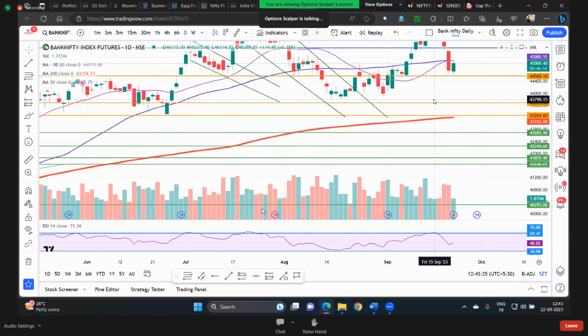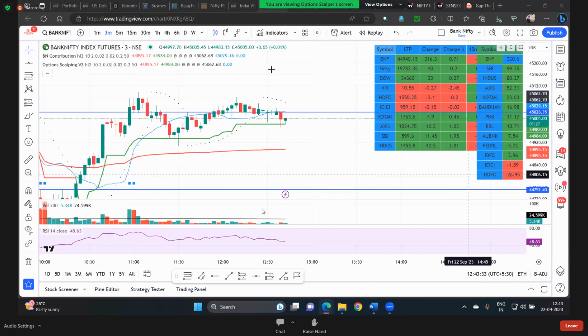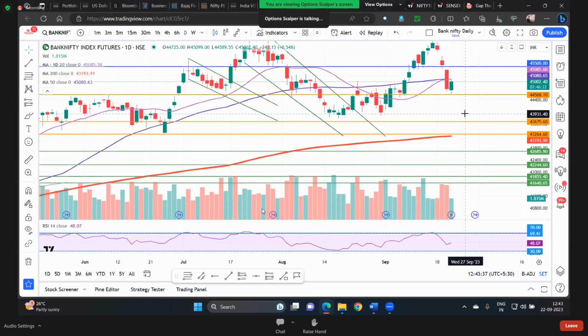But guys, if you're an intraday player, look for the 3 minute gap. I don't trade on 1 minute or 5 minute. The daily gap is only for positional players who play for 3 months, 6 months, and 9 months.